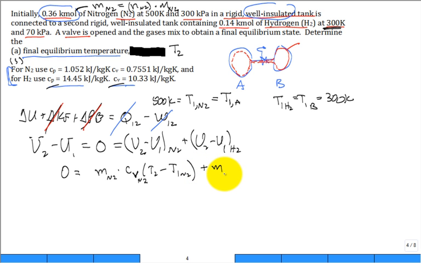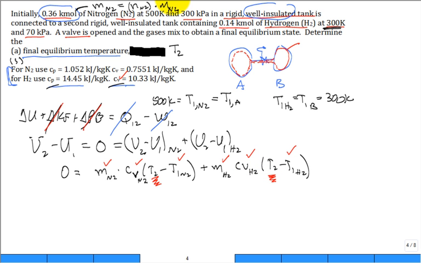Plus the mass of the hydrogen, CV of the hydrogen, times T2 minus T1 of the hydrogen. I like to do this. Do I know the initial temperature of the hydrogen? Yeah. The CV of the hydrogen on a mass basis, I come right up here. The mass of the hydrogen, I'm going to calculate it by the number of moles times the molar mass of the hydrogen. Doable. I can get that. Initial temperature of the nitrogen, CV of the nitrogen, mass of the nitrogen. What's the only unknown? Final temperature.